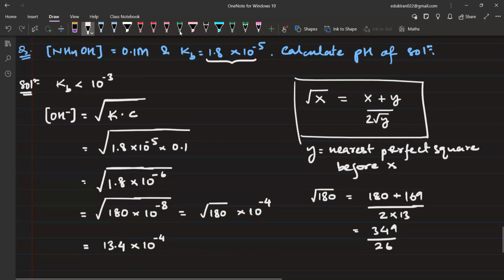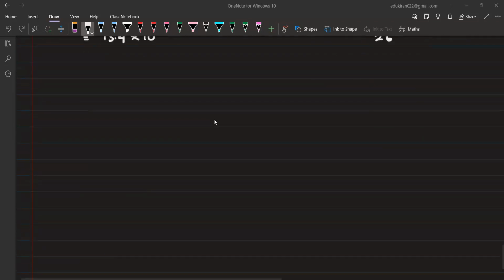Done writing this? Yes or no? Yes, sir. ठीक है, अब ध्यान दीजिए. Next सवाल है आपके पास. Let's suppose they have given the concentration of HCN. This is an acid as 0.2 molar.